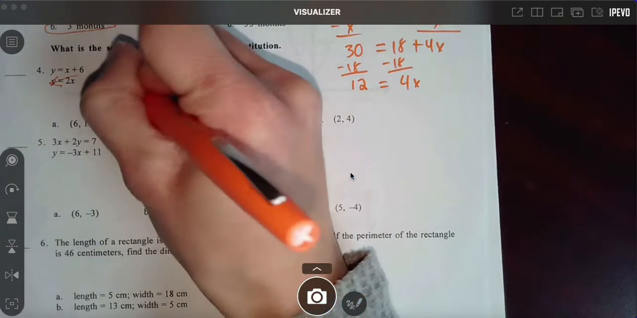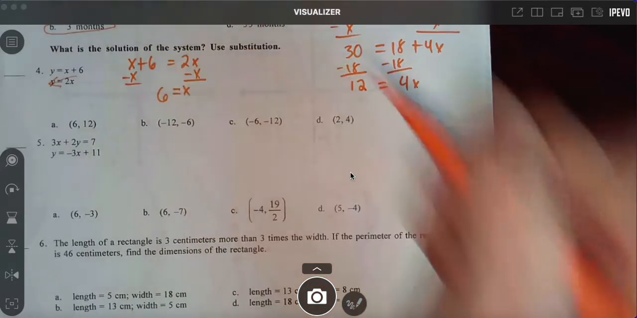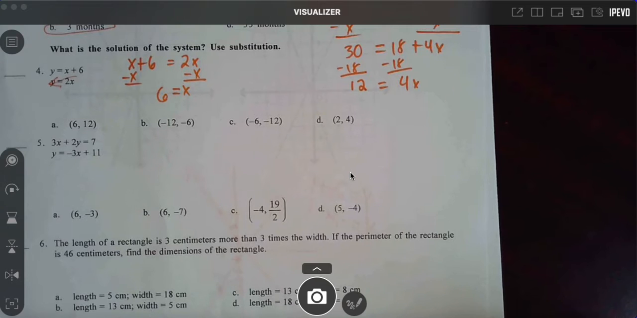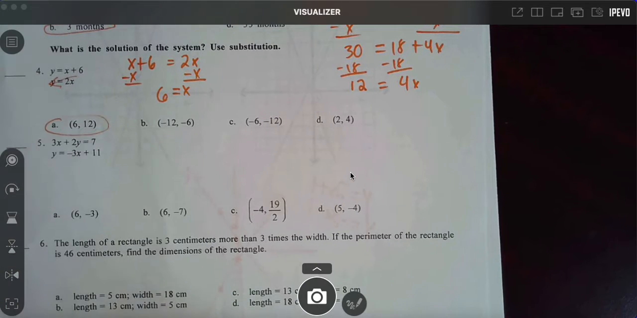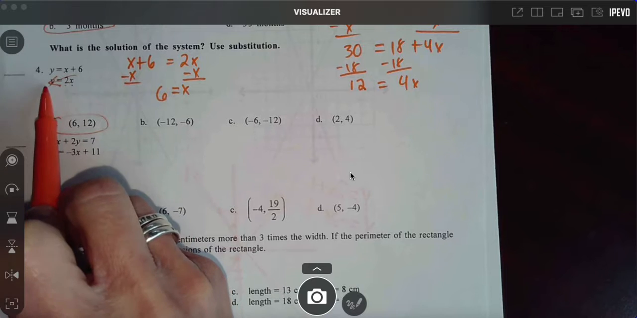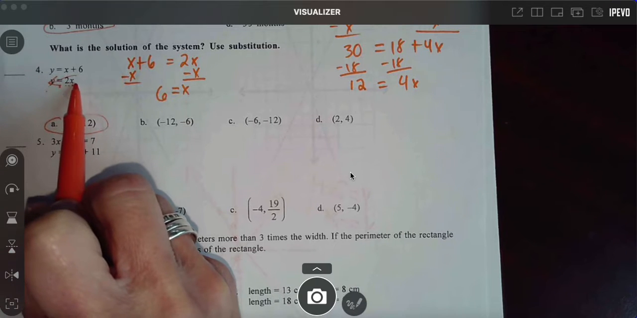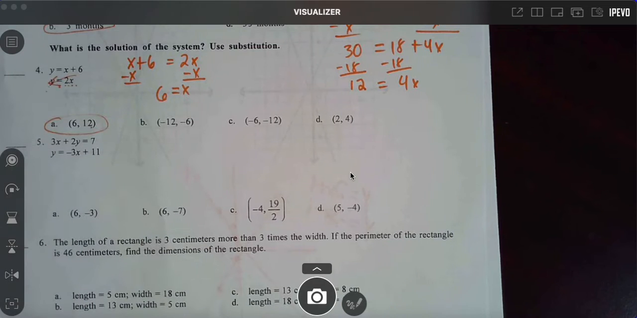So then I would subtract x. So I get x equals 6. Can I already tell my answer? Yeah, it's this one right here. That's the only one where x is 6. But if I was going to finish it, y is 2 times x. Y is 2 times 6. What's 2 times 6? 12. So you can check it. Does that make sense? Yes. Okay.